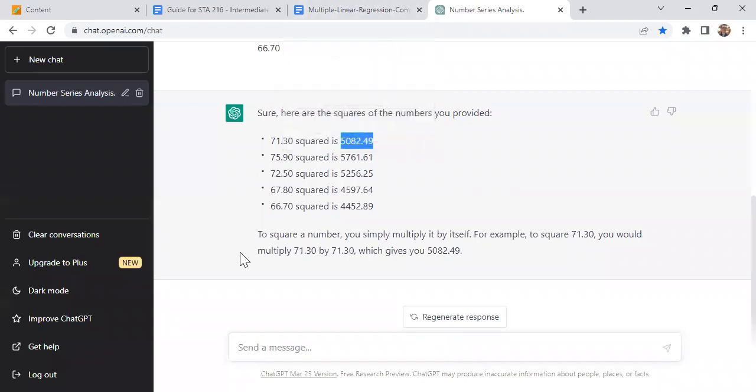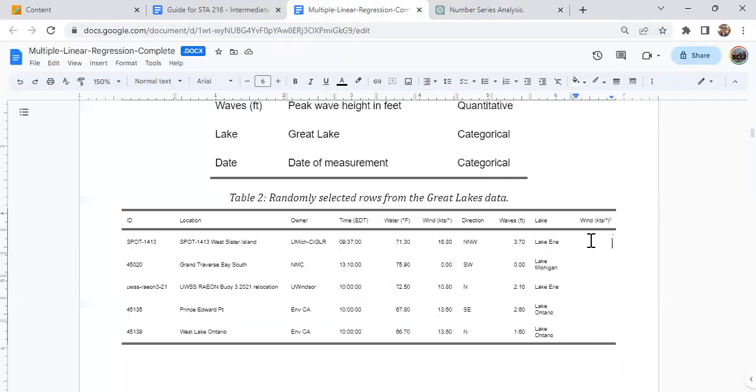So like 50, 82, 57, 61, and so on. You get the point. We have an additional column where we literally square the values, and now we just treat this as if it was a new predictor in our model. And we assume a linear relationship between this squared term and y after accounting for the other predictors.